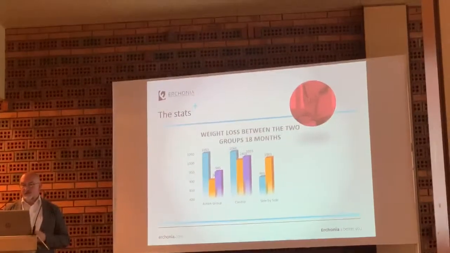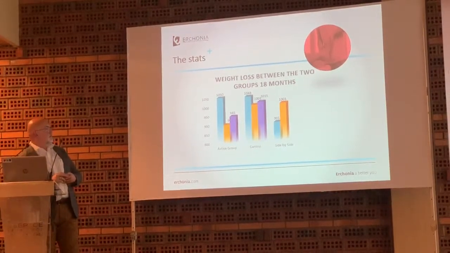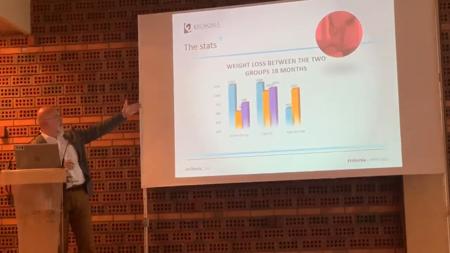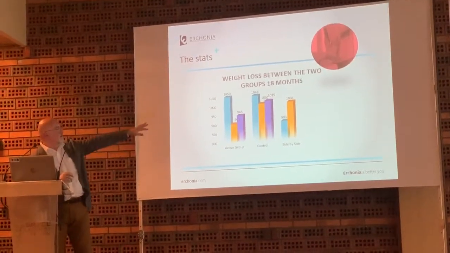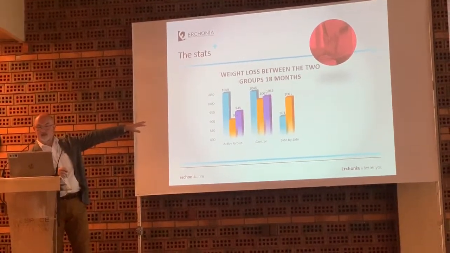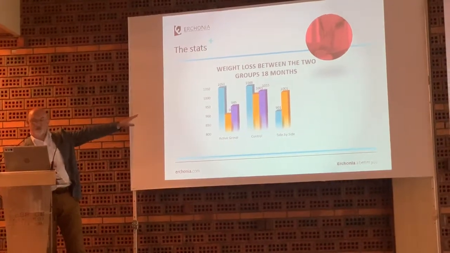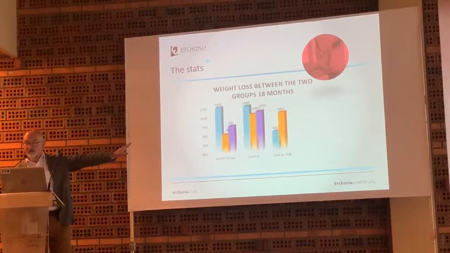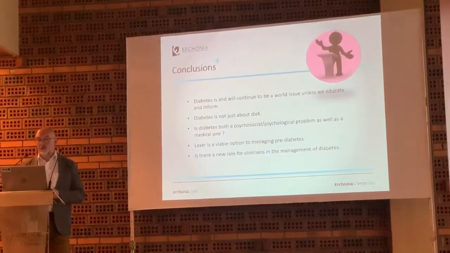So weight loss between the 2 groups when we push it out to the 18 months, basically what you're looking at here is the active group at the beginning, we're looking at them at the end, and we're looking at the end of the active laser. So they still continue to go on to lose weight. And when we put both groups side by side, again, you can see the vast difference that's there.